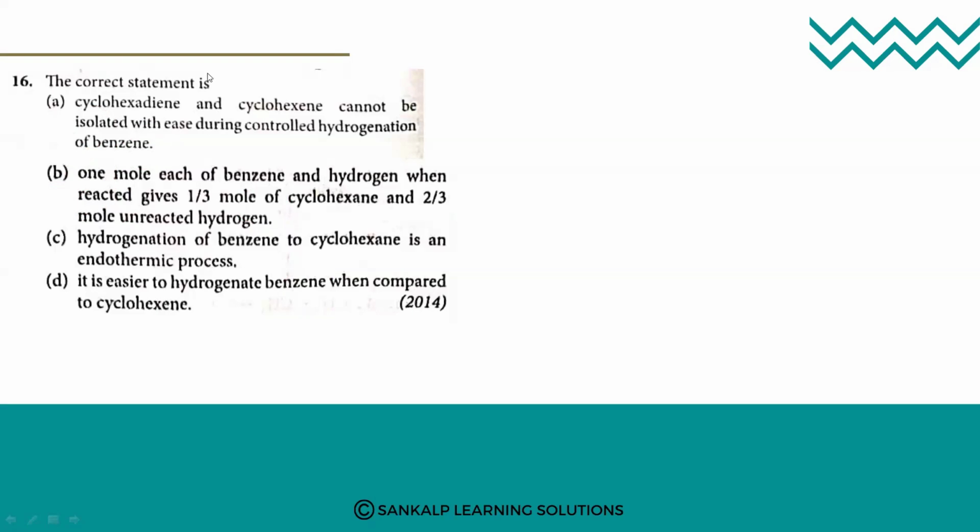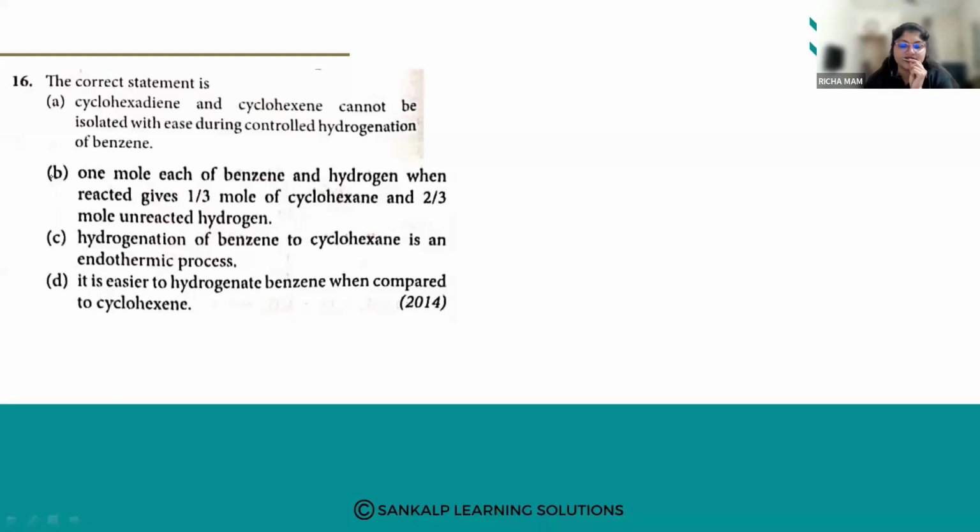The correct statement is, so there are 4 statements given, and you have to tell which is the correct statement among the following. A, cyclohexadiene and cyclohexene cannot be isolated with ease during controlled hydrogenation of benzene. B, 1 mole each of benzene and hydrogen when reacted gives 1/3 mole of cyclohexane and 2/3 mole unreacted hydrogen. C, hydrogenation of benzene to cyclohexane is an endothermic process. D, it is easier to hydrogenate benzene when compared to cyclohexene. Which is the correct statement among the following?